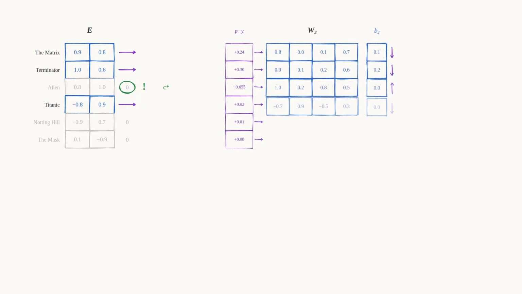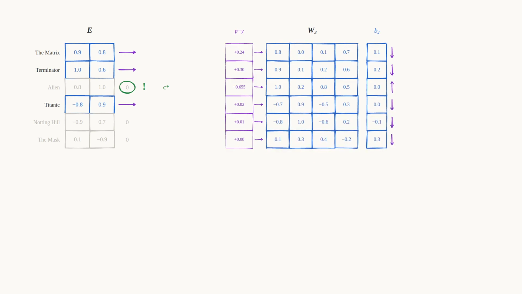On the taste map, though, the movement is massive. All 6 landmarks and all 6 biases received corrections. And the reason is sitting right in the nudge formula. Every film's P minus Y nudge is non-zero.